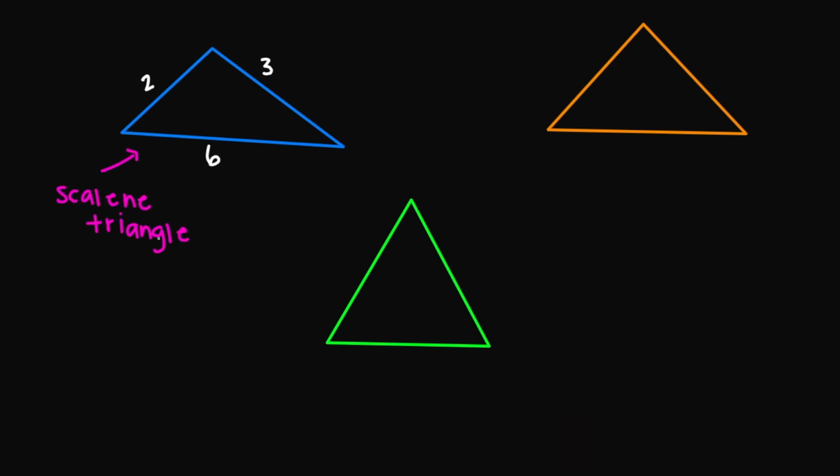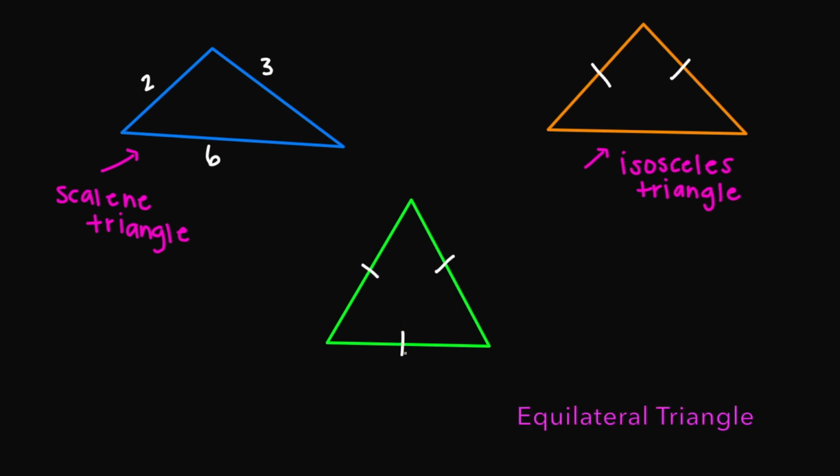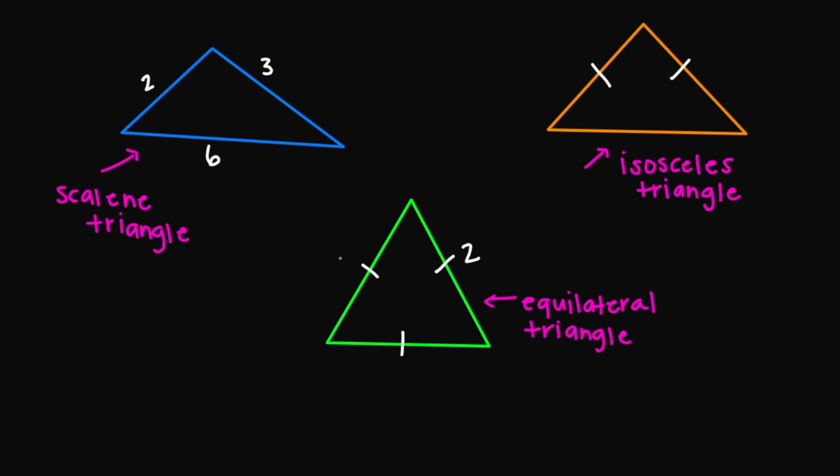Let's look at my orange triangle that we have here. For this orange triangle, let's say these two sides are equal. If you have a triangle and there are two equal sides, then you have an isosceles triangle. If I have a triangle where all the sides are equal, then you have an equilateral triangle. And for my equilateral triangle, let's say all the sides here were 2. So this is 2, this is 2, and this is 2.